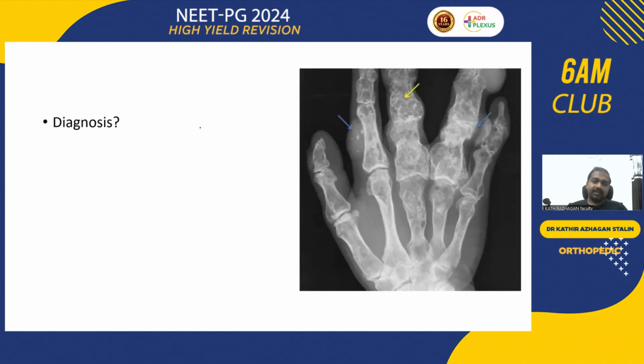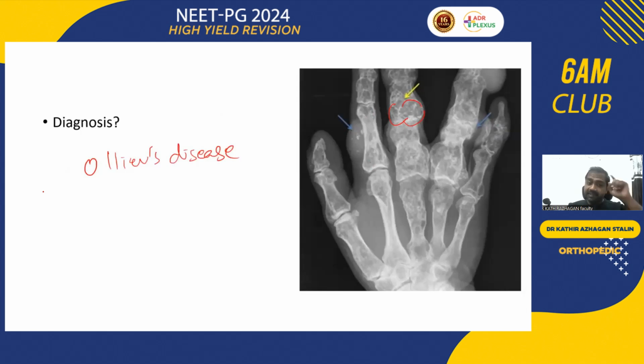This is enchondroma. How many enchondroma? Multiple enchondroma. What is the diagnosis? Ollier's disease.